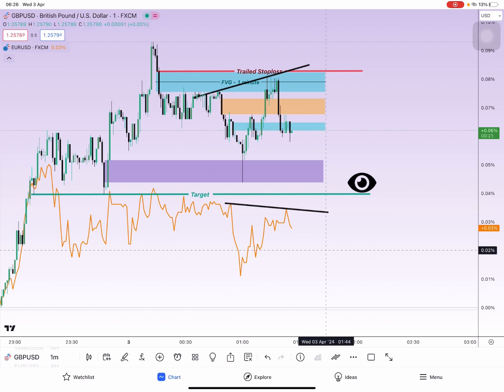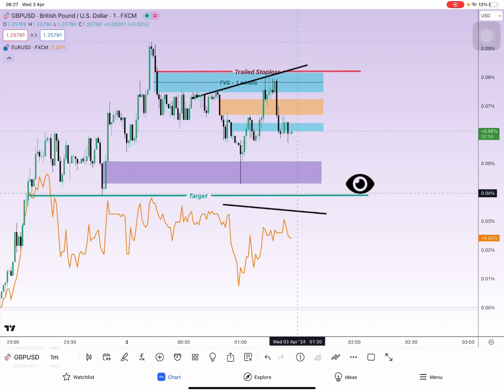So now I am pretty sure that we are coming down. Okay. Now I am sure that we are going down on euro, and we are going down on pound, and we may go higher on dollar index because of the SMT divergence.